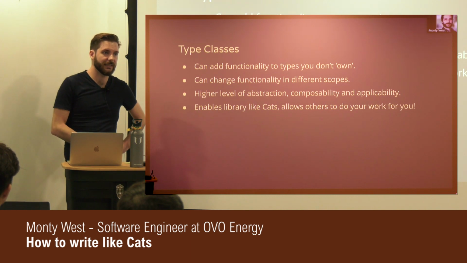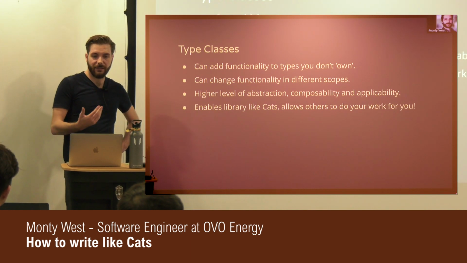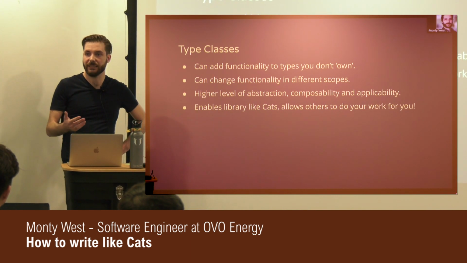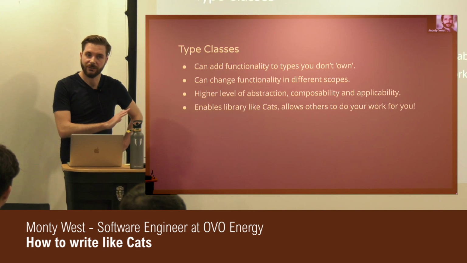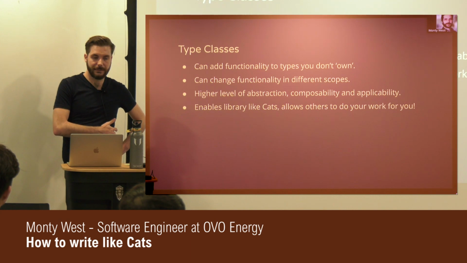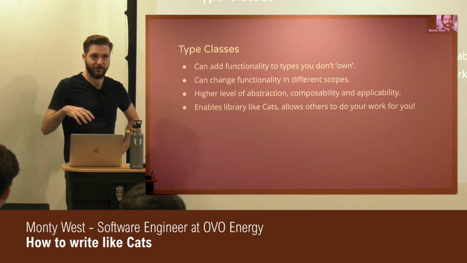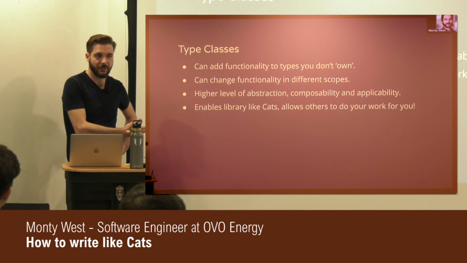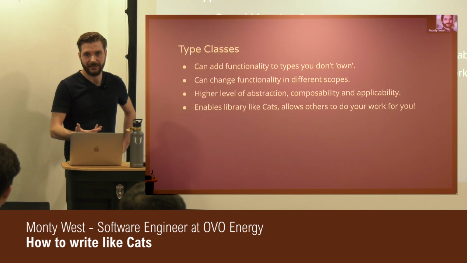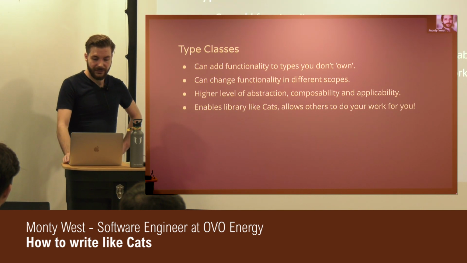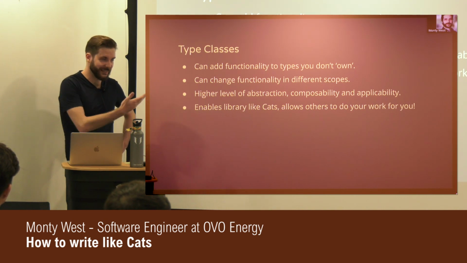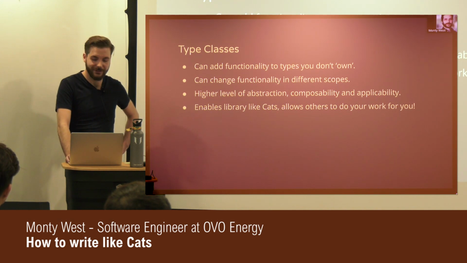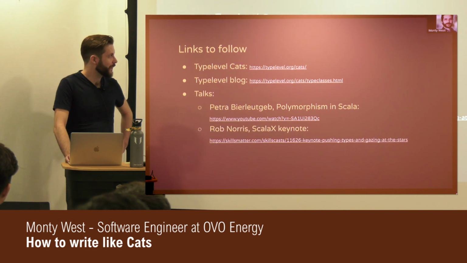And I think the big thing here is it enables libraries like Cats. The Cats library just adds functionality to types it doesn't own. That's exactly what it does. That's not possible with subtype polymorphism, obviously. You'd have to go through and implement everything. And what if you want to do this for something like Java time Instant? The Cats library would be useless. So this pattern enables stuff like Cats, which I think a lot of people find very useful. And yeah, as we all like, it allows others to do your work for you. So that's good. That's the end of the talk.